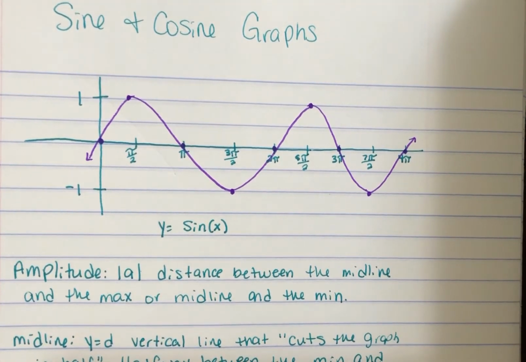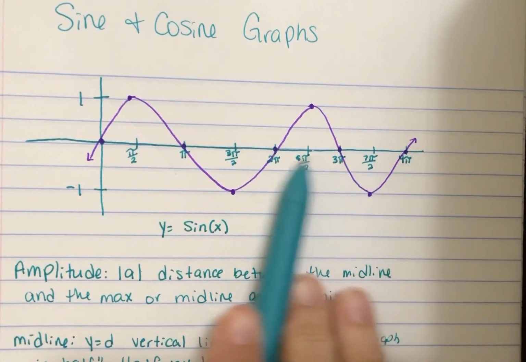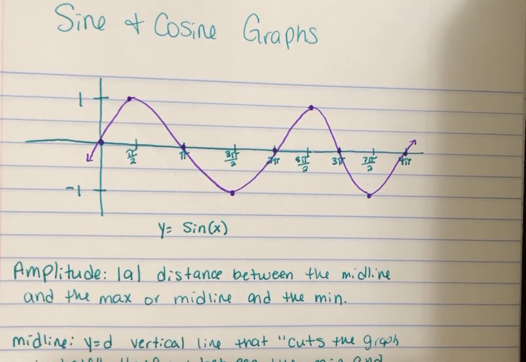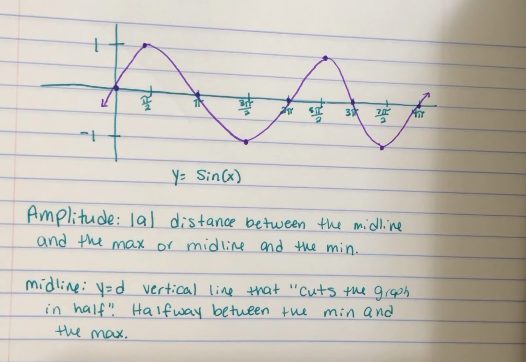So if we look at our graph, our minimum is at -1 and our maximum is at +1. So we know that halfway between that is going to be 0. So that is the x-axis. And so like I said, that's always going to be our midline. We're not going to look at any midlines other than 0.